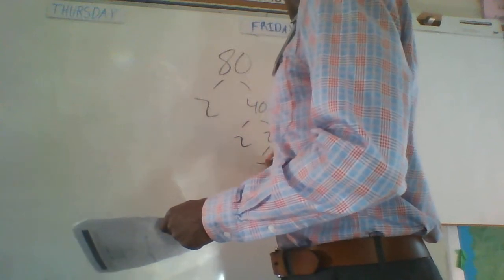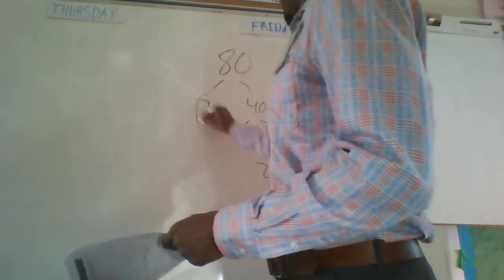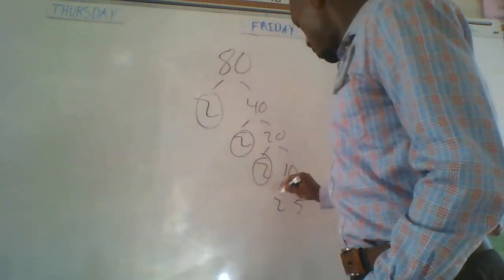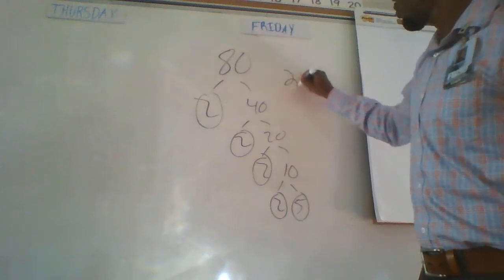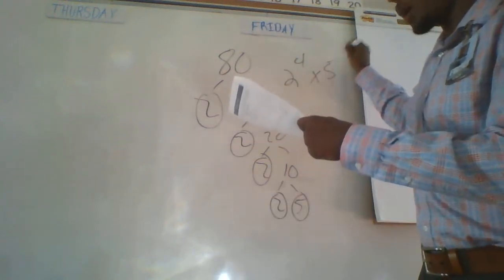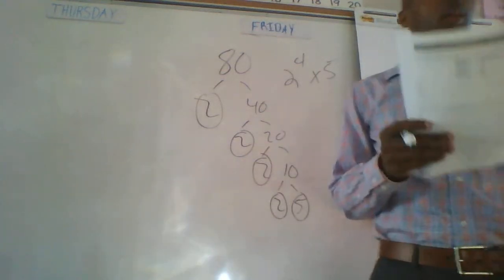Okay, so that's easy. I know I can do 2 and 40. I know I can do 2 and 20. I know I can do 2 and 10. And I know I can do 2 and 5. Okay, these are all prime numbers. 2, 2, 2, 2, and 5. So I got 2 to the 4th power times 5. And that's B.